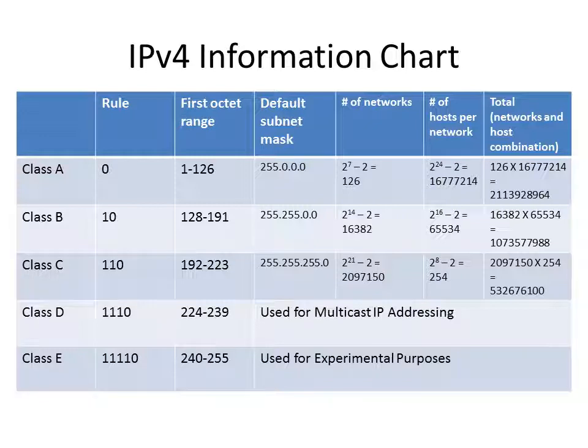And then we have Class E, which is used for experimental purposes, and we can see here the 8th, the 7th, the 6th, the 5th bits in the first octet are all 1s, and the 4th bit has a value of 0, and from that we can derive the octet range to be from 240 to 255. Alright, so we'll go on to the next slide now.